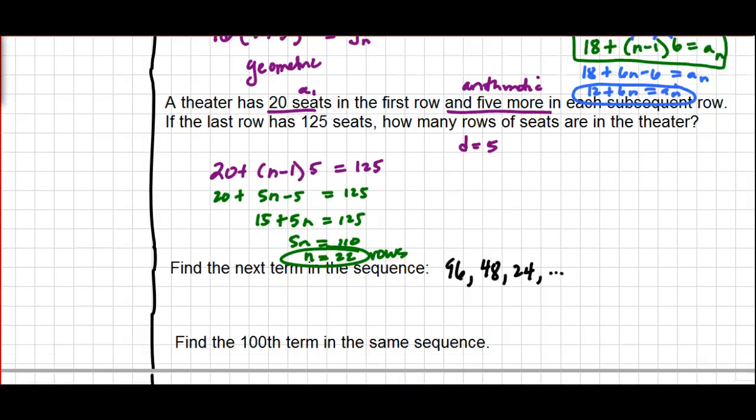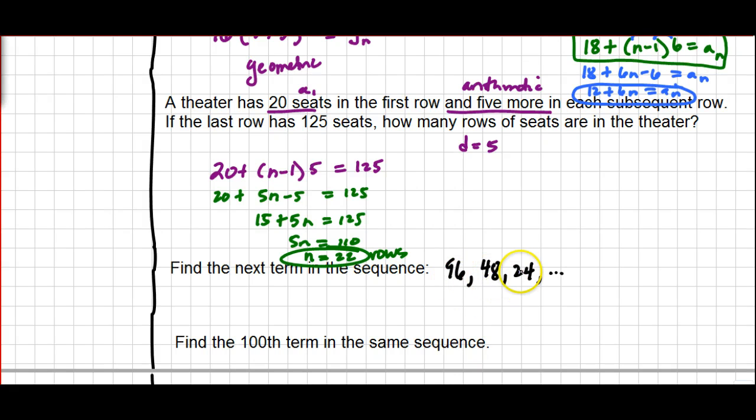And next one says find the next term in the sequence, and the sequence is 96, 48, 24, and so on. Keep in mind that there's no formula mentioned here. All you have to do is figure out if it's arithmetic or geometric, and then just find the next term. If you want to use a formula to do that, you may, but it is not required.